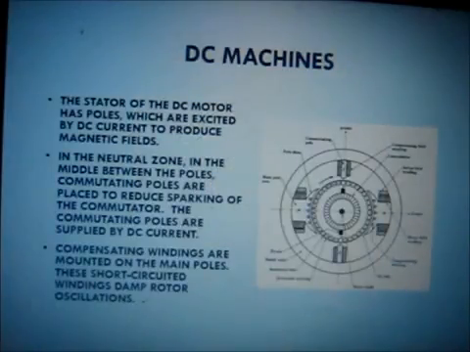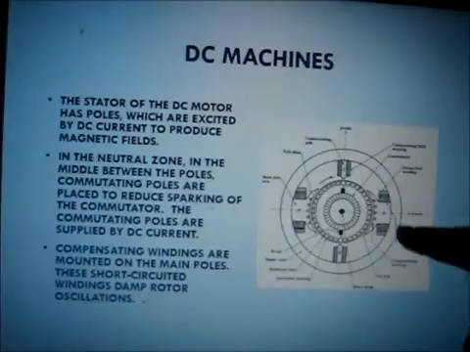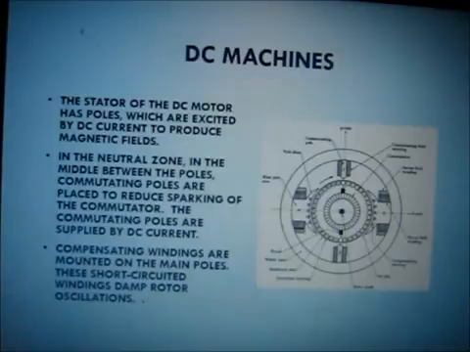Here I want to add some more points. The stator of the DC motor has poles, as we have seen. As it remains stationary, it has two poles, north pole and south pole. The main pole cores are excited by DC current through the windings to produce magnetic fields. In the neutral zone, in the middle part, the commutating poles are the place to reduce the sparking of the commutator. Compensating windings are mounted on the main poles. These short circuit windings damp rotor oscillations. The main advantage of compensating winding is to damp the oscillation of the rotor.